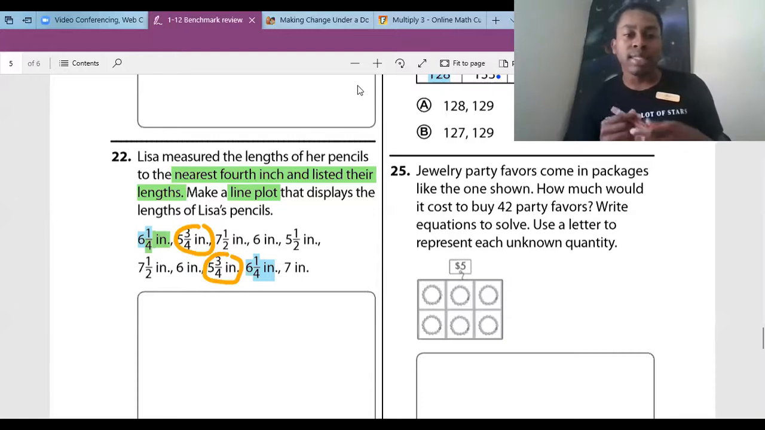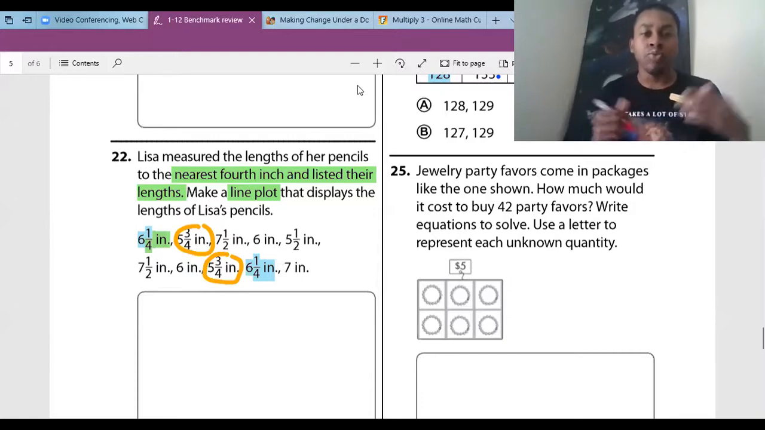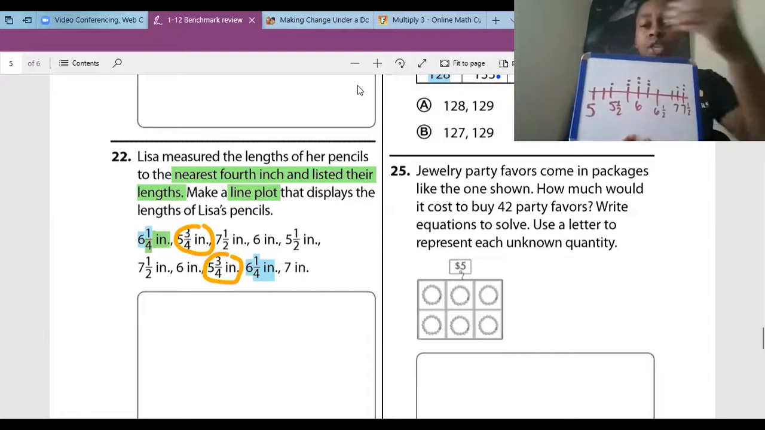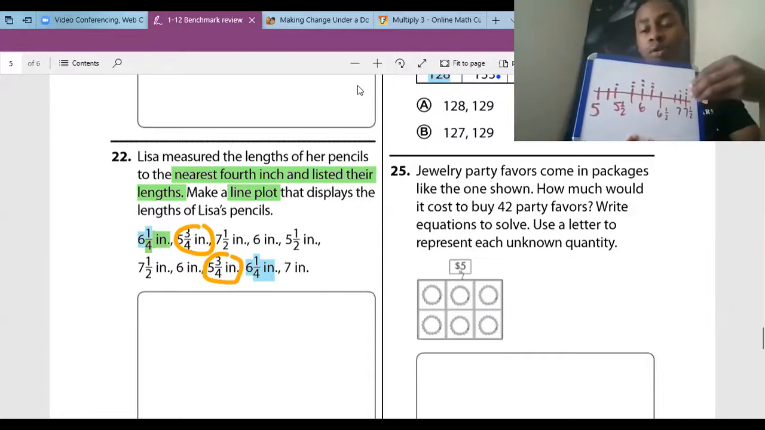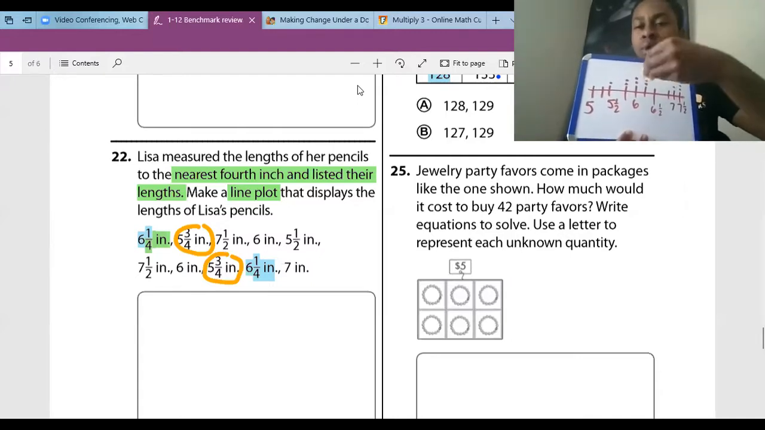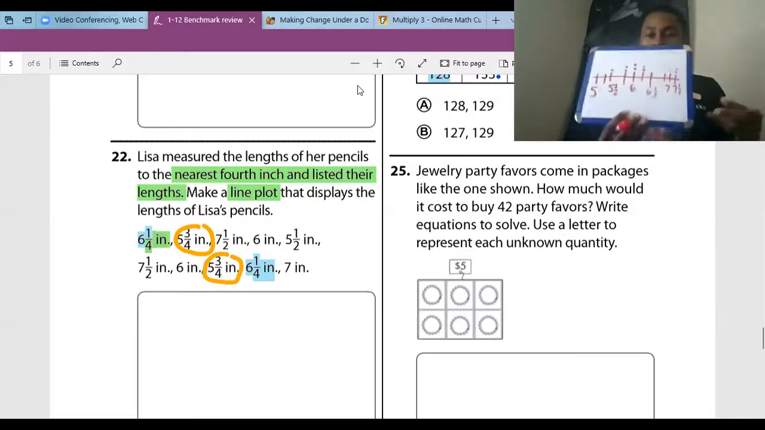So number 22 says, Lisa measured the lengths of her pencils to the nearest 4th inch and listed their lengths. Make a line plot that displays the lengths of Lisa's pencils. Now, when we think of line plot, I've already drawn one. You remember you draw your number line, and then you're going to label your fractions or numbers that you are given, and then you're going to mark them using X's, or you can use dots. In this case, I would use dots. Dots are always much easier to do. So we're going to do that.